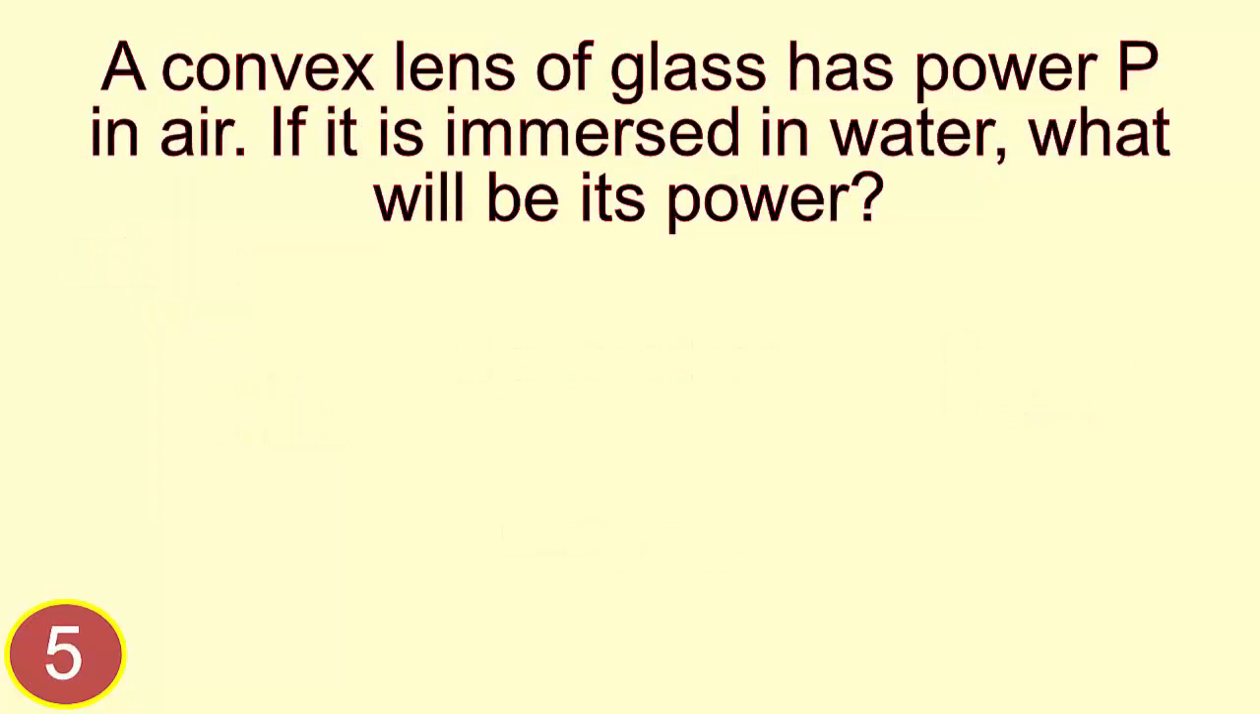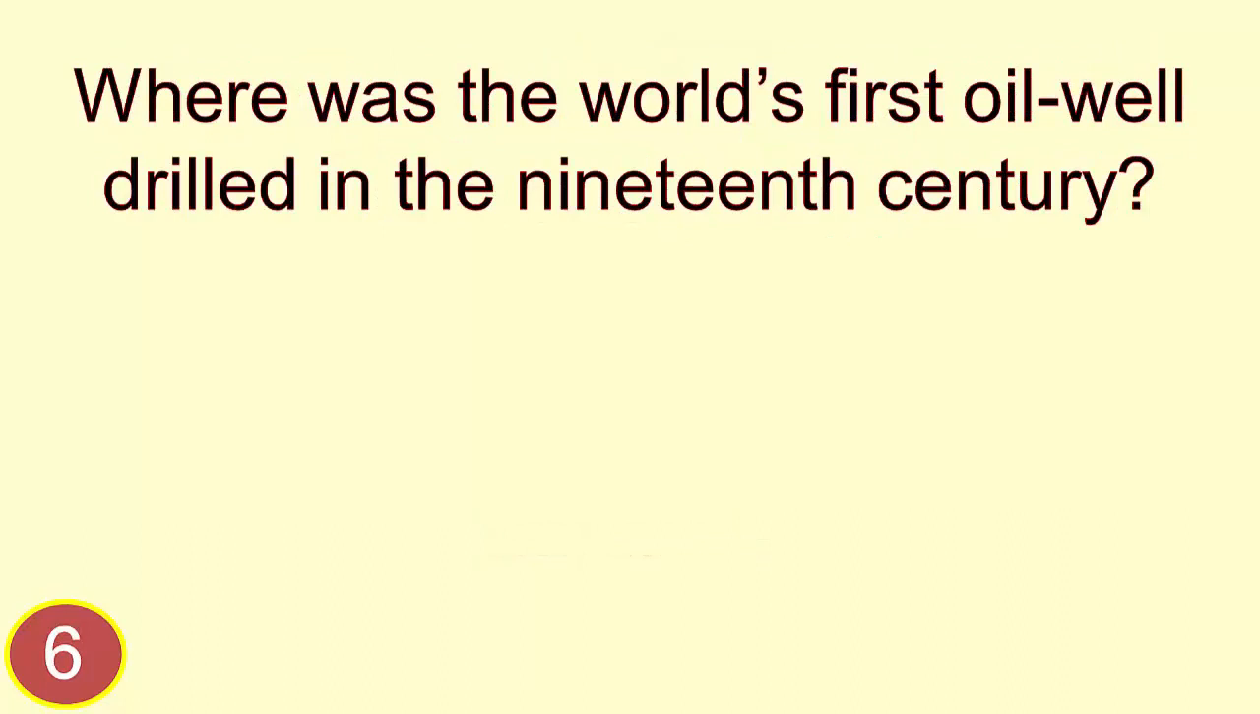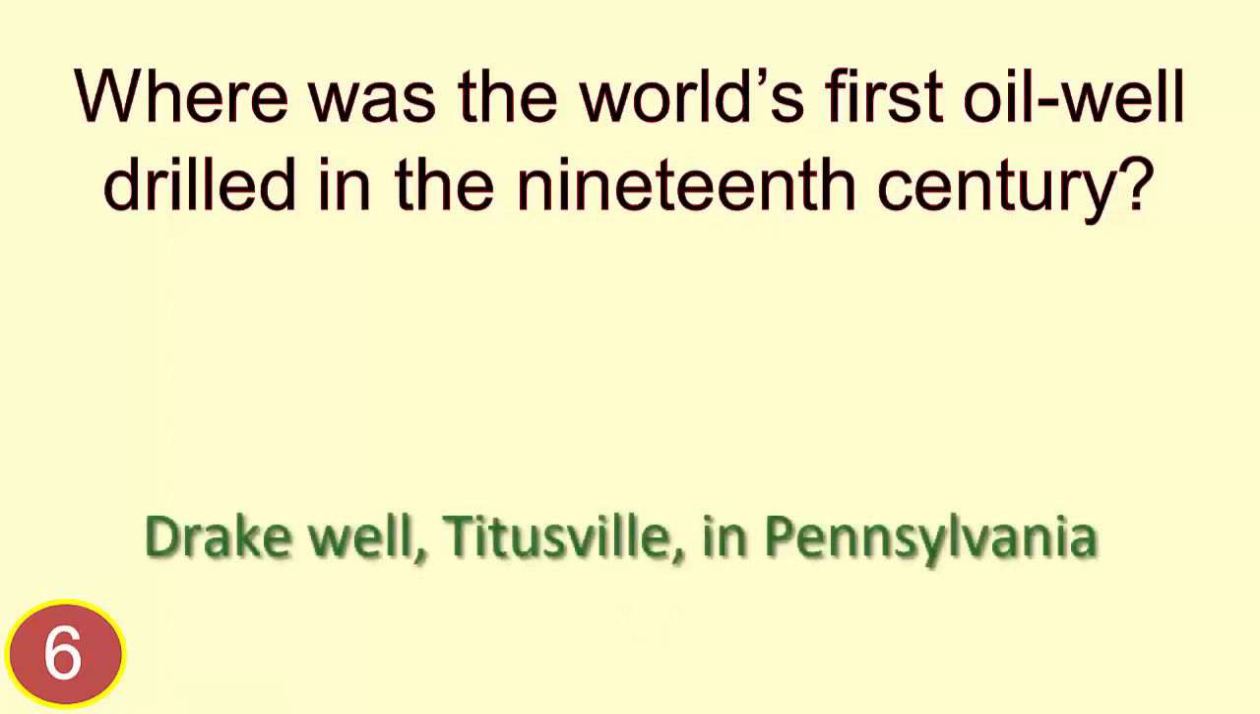A convex lens of glass has power P in air. If it is immersed in water, what will be its power? Answer is less than P. Where was the world's first well drilled in the 19th century? Answer is Drake Well, Titusville in Pennsylvania, USA.